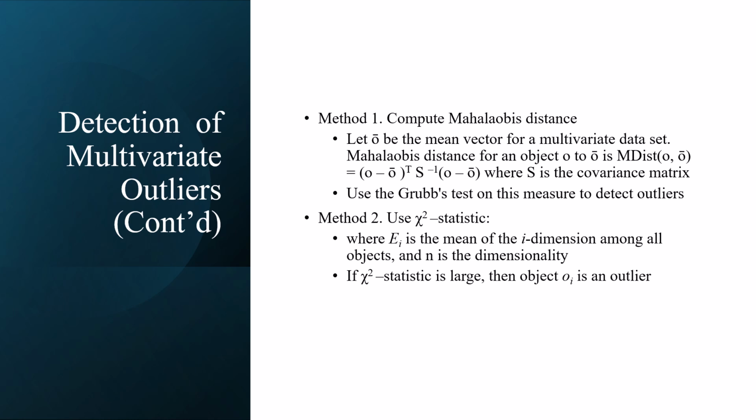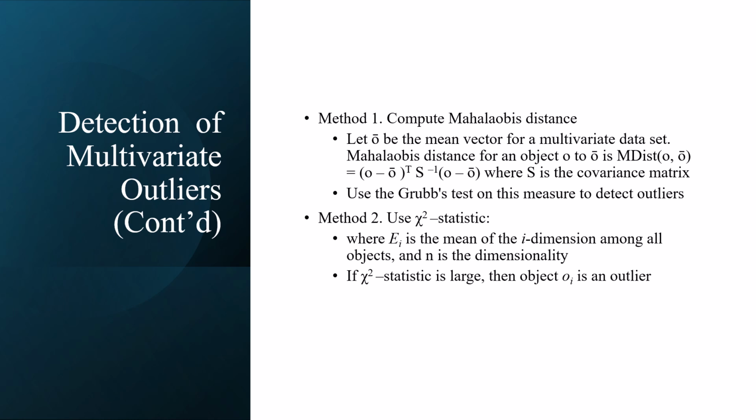Therefore, we can transform the multivariate outlier detection task as follows. First, we calculate the mean vector from the multivariate data set. Second, for each object, we calculate the Mahalanobis distance. Third, detect the outliers in the transformed univariate data set. Fourth, if the Mahalanobis distance is determined to be an outlier, then O is regarded as an outlier as well. The next one is the multivariate outlier detection using the chi-square statistic.